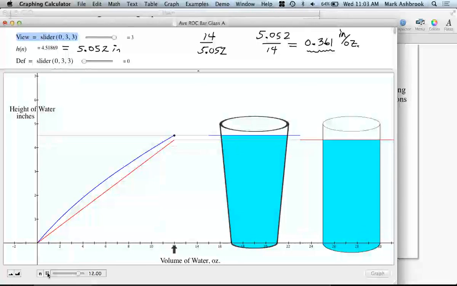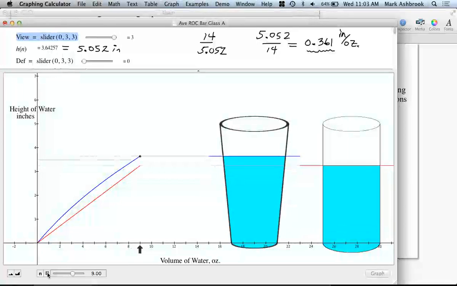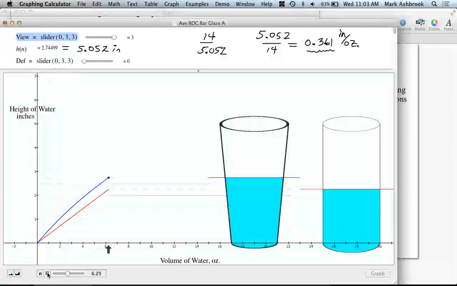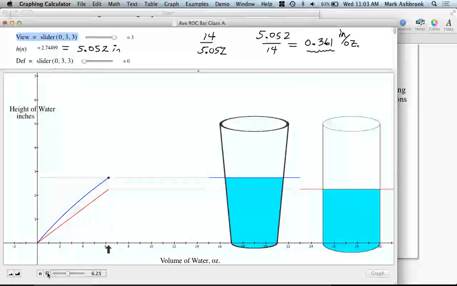Yeah, Shannon. Well, it's not about time, so when it gets to the top, it's wider, so the height doesn't fill up as much with the same amount. Okay.